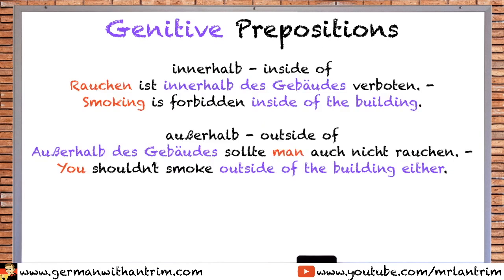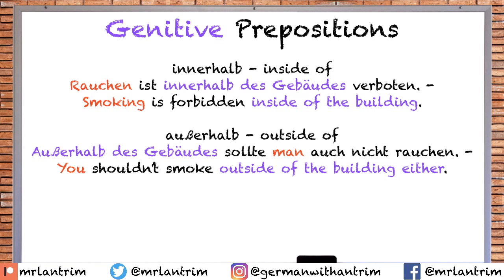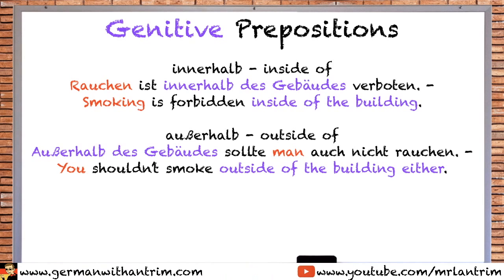And now examples. Innerhalb, inside of. Rauchen ist innerhalb des Gebäudes verboten. Smoking is forbidden inside of the building. Außerhalb, outside of. Außerhalb des Gebäudes sollte man auch nicht rauchen. You shouldn't smoke outside the building either. This is just my friendly reminder that smoking will kill you. You should stop.